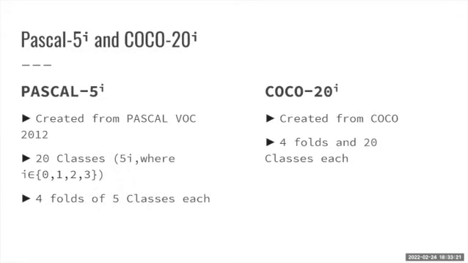Okay, so Pascal 5 is created from Pascal VOC 2012, whereas Coco 20 is created from the Coco dataset. Pascal 5 contains 20 classes. We can call it 5i, where i belongs to 0, 1, 2, 3. And for Coco 20, the classes are more as compared to Pascal 5. Here there are 20 classes having four folds for each class.